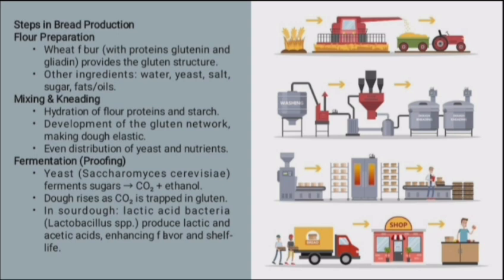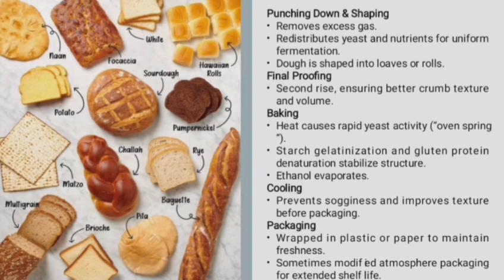Fermentation, also called proofing, follows, in which yeast ferments sugars to produce carbon dioxide and ethanol. The dough rises as carbon dioxide is trapped in gluten. In sourdough, lactic acid bacteria such as Lactobacillus species produce lactic and acetic acids that enhance flavor and shelf life. The dough is then punched down and shaped to remove excess gas and redistribute yeast and nutrients for uniform fermentation.